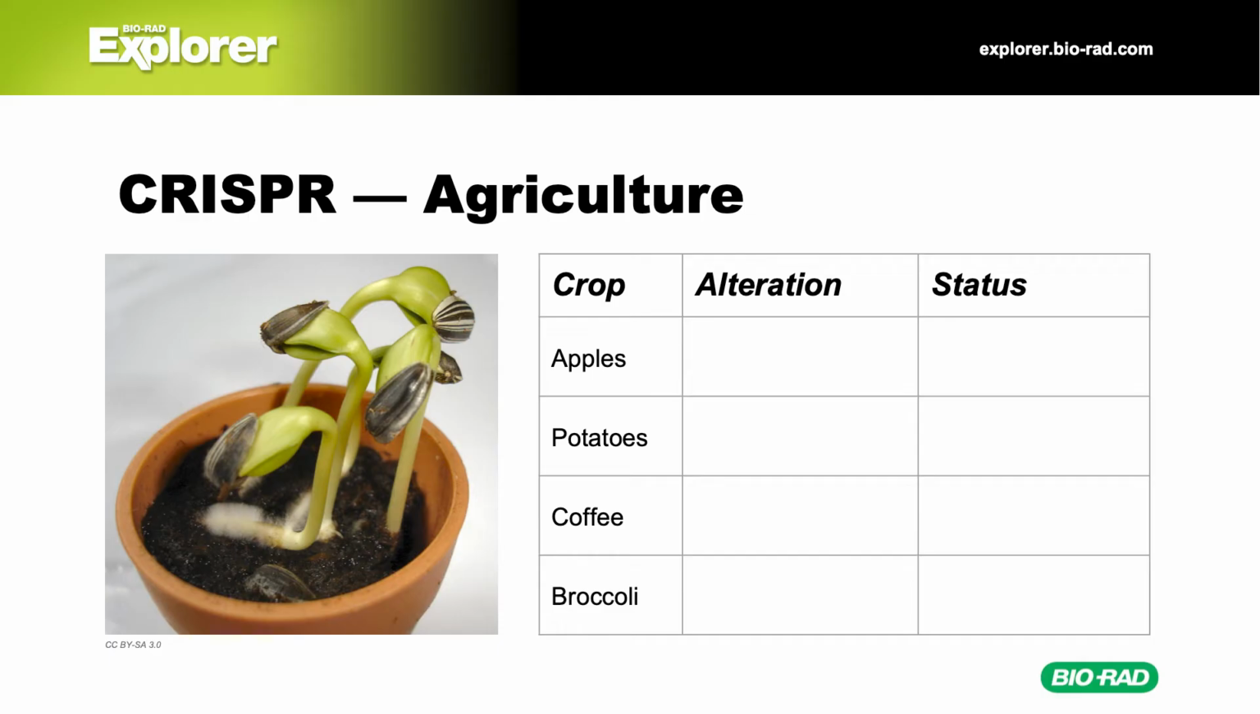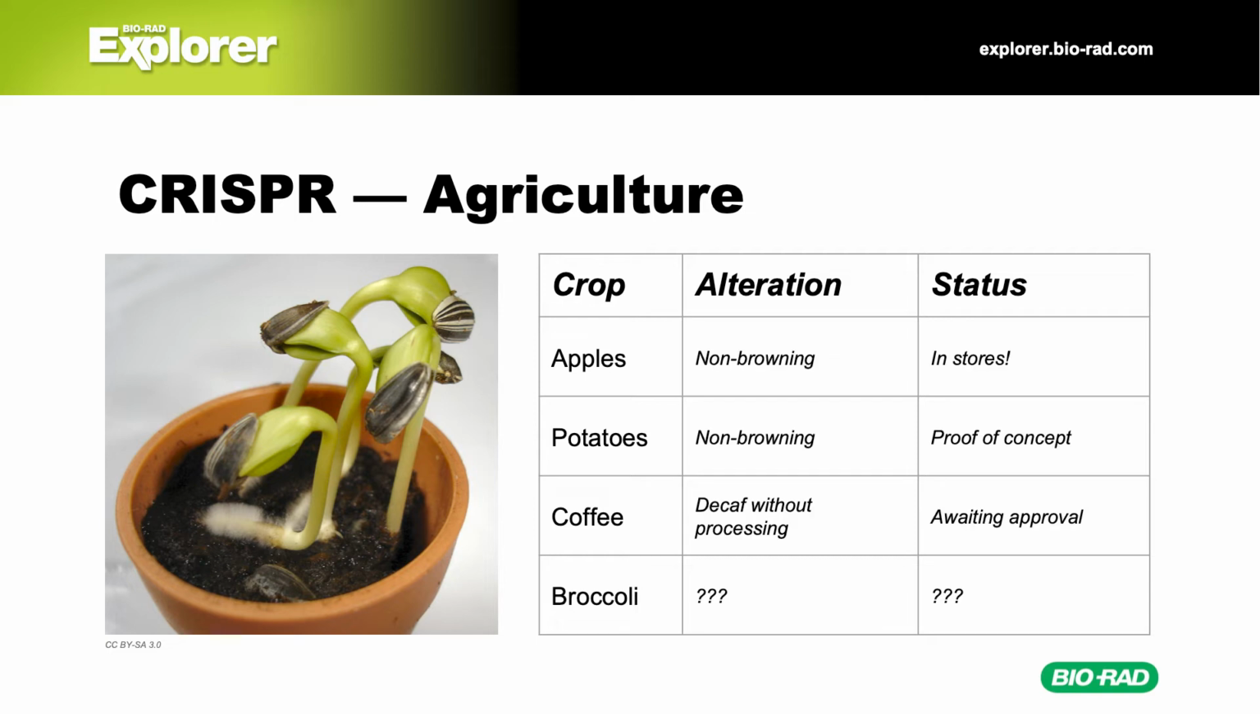On the next slide, we'll look at a few of them and talk about where they are on their way to market. Apples are, not surprisingly, being modified so that they don't brown when cut. If you could do it in a mushroom, you could do it in an apple, and same thing with potatoes. But they're only at proof of concept at this point.